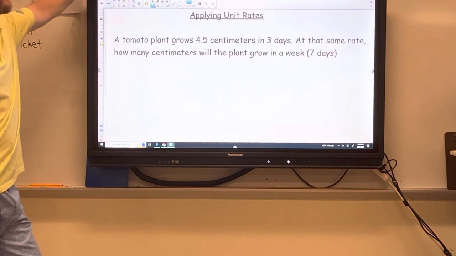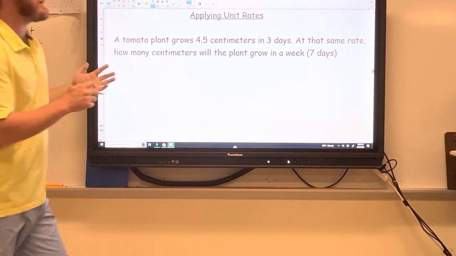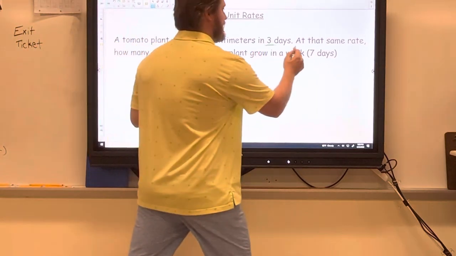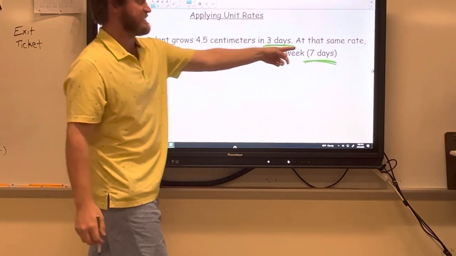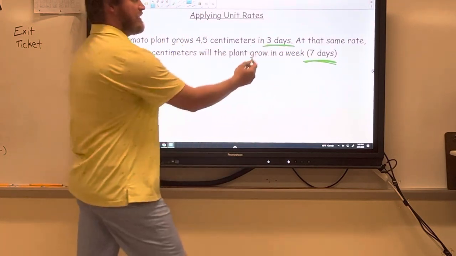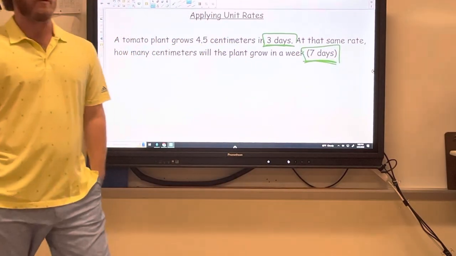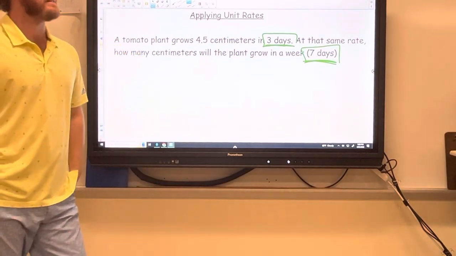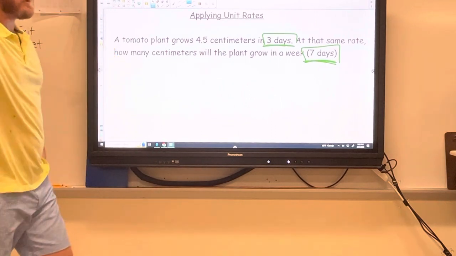Last but not least, what you're going to see on the work is applying the unit rate. Now this happens when we have two units that don't directly go into each other. Like in the past, if this was a 6, we could just do times 2 times 2. But since I have 3 days and 7 days, there is not a whole number that goes into it evenly. So I'm gonna have to find the unit rate first. We're gonna have to break it down to 1 first before multiplying back up to 7.